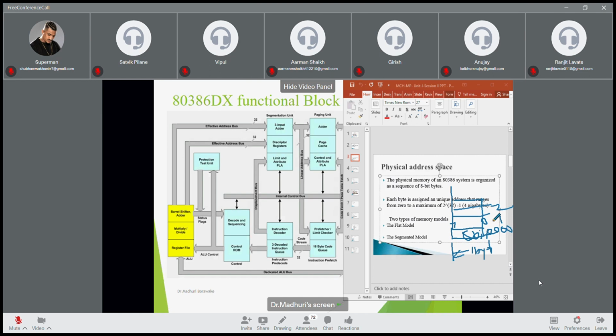Now, have you understood this first point, memory organization and segmentation? Let me know guys. Yes, ma'am. Okay. Now the next PPT.